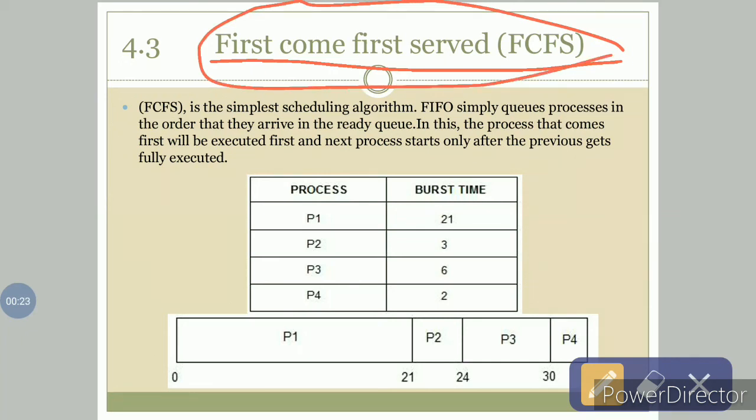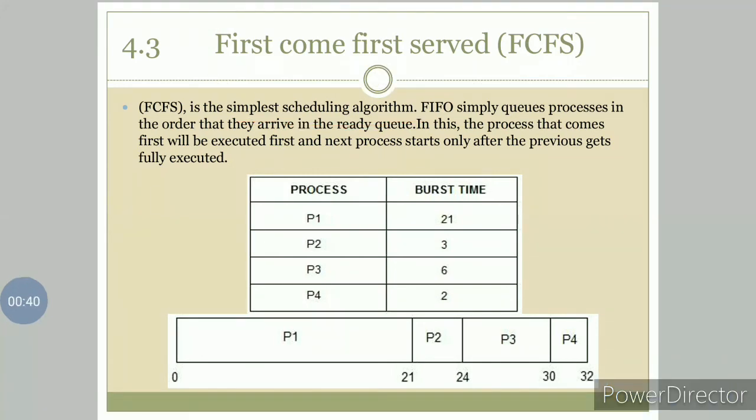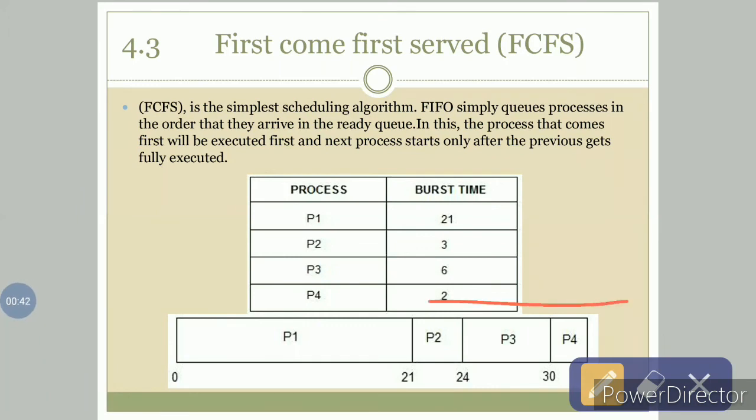FCFS is the simplest scheduling algorithm. It is also known as FIFO, first in first out. Whichever process is executed first, the result is also given first. So that is FIFO, first in first out. Let us understand with this given chart. Here the given processes are P1, P2, P3 and P4, and their corresponding burst times are 21, 3, 6 and 2.